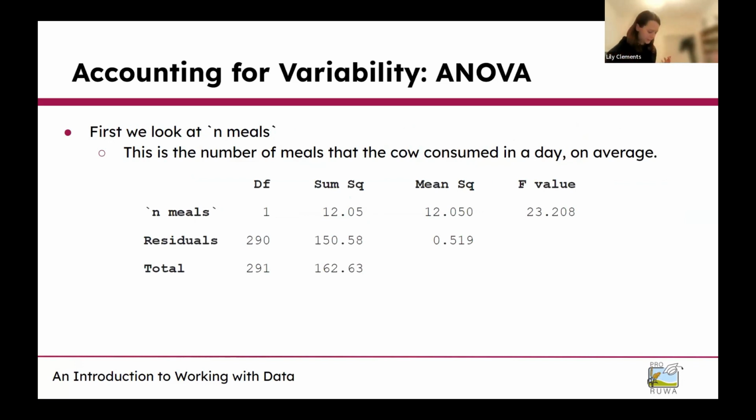So let's look, for example, at the number of meals given to a cow. This is a numerical variable, but we're looking at the number of meals that the cow consumed in a day on average. And we're going to go through this table.